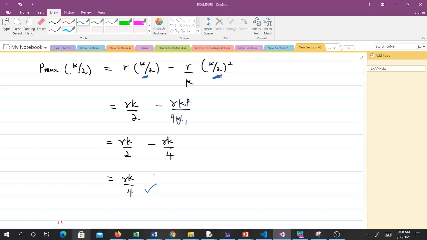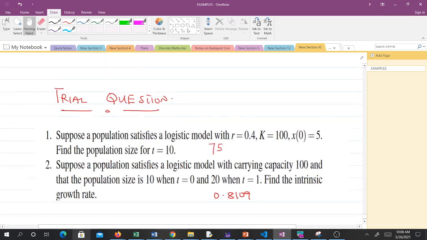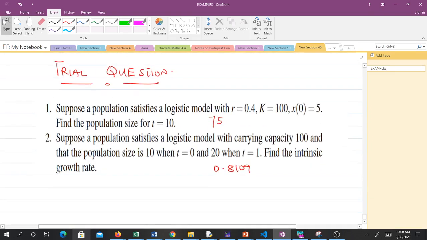Okay, all right. Then I have some trial questions for you. The first one says, suppose the population satisfies a logistic model with r to be 0.4, k to be 100, and x of 0 to be 5. Find the population size for t equals 10. When you solve this, you will get 74 point something, okay? And we are looking for the population, so 74 point something means we have to approximate to the nearest whole number. You get it, all right?